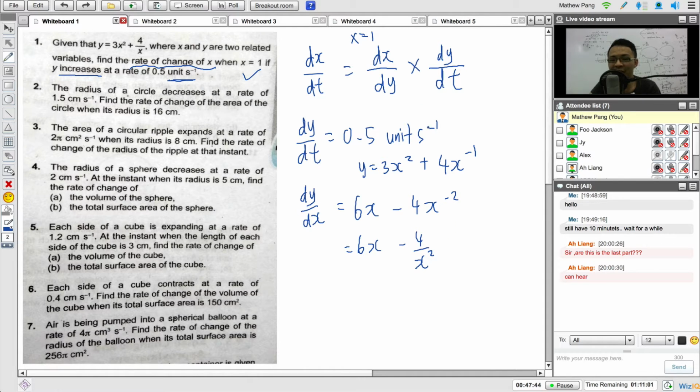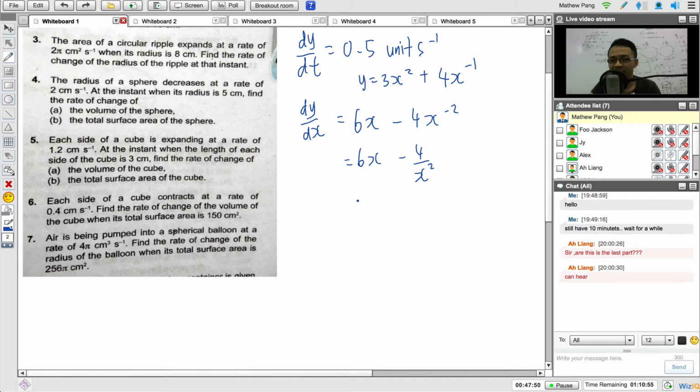But now you will face some problem. You do not have dx/dy; you only have dy/dx. So I will make it simple for you. I combine everything, so this is over 1, right? I make this one have the same denominator, I multiply x squared, I multiply x squared. So actually this is 6x cubed minus 4 over x squared. This is called dy/dx.